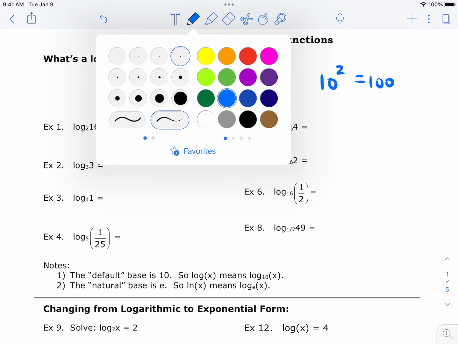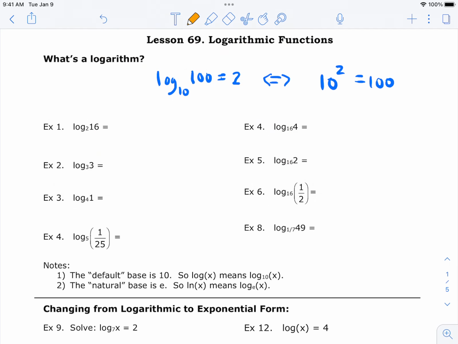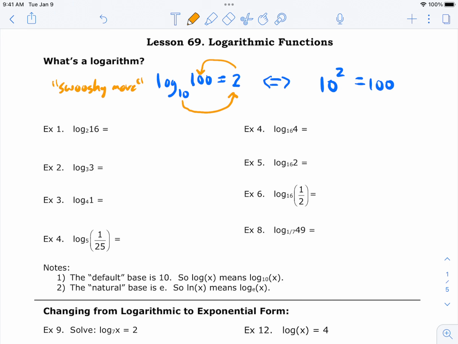Now looking at those, I'm going to introduce something I call the swooshy move. 10 to the 2 power equals 100. Swooshy, not sushi. Swooshy move. I've been doing this for a while, and then somebody informed me that's the way they do it in California. I don't know if they say swooshy move in California, but anyway, that's the idea. So when you're looking at log base 10 of 100, think in terms of going in a circle. Start at the bottom here at the base and say 10 to what power is going to give me 100. 10 to the 2 power is going to give me 100, and so the answer is 2.